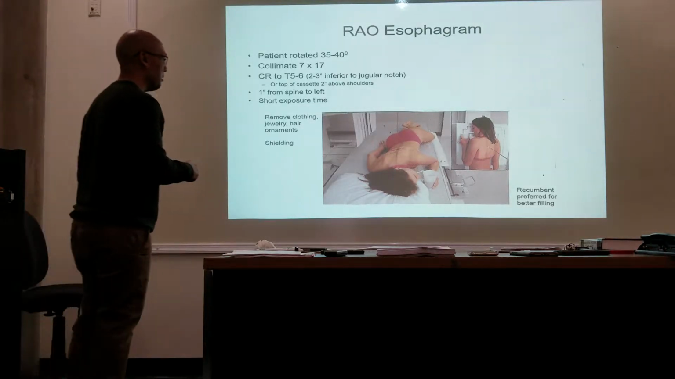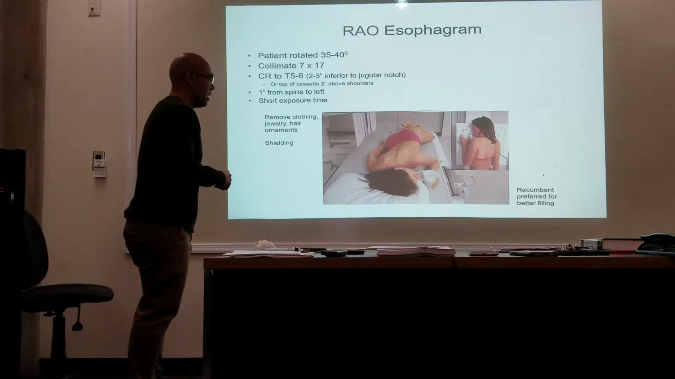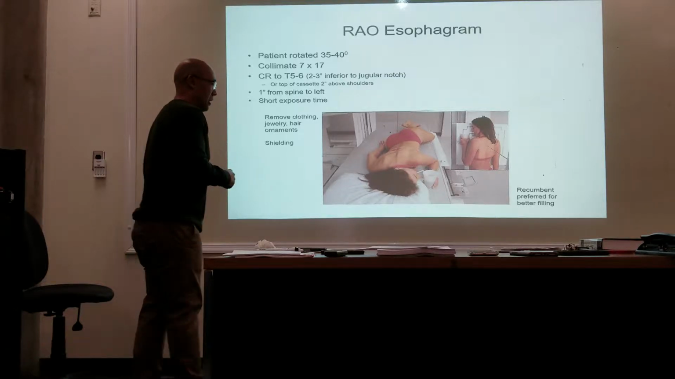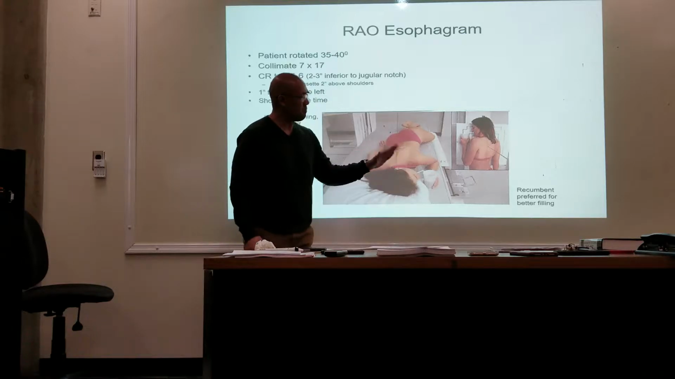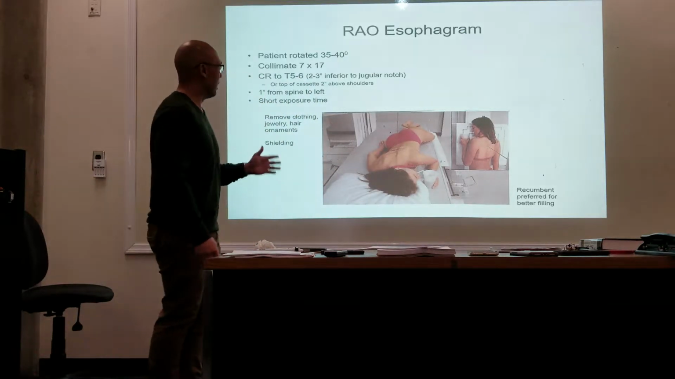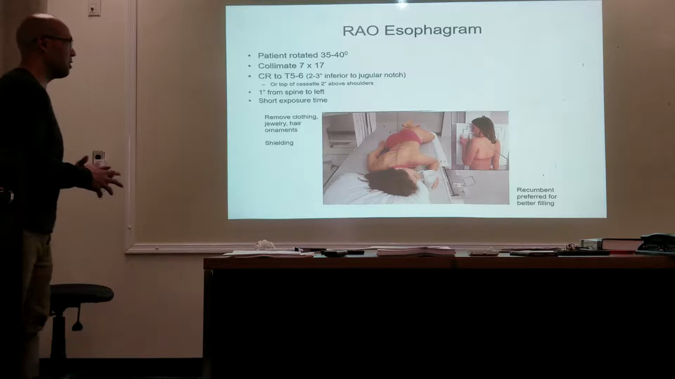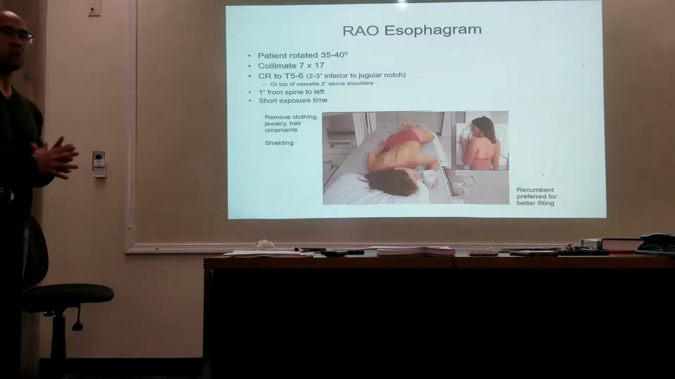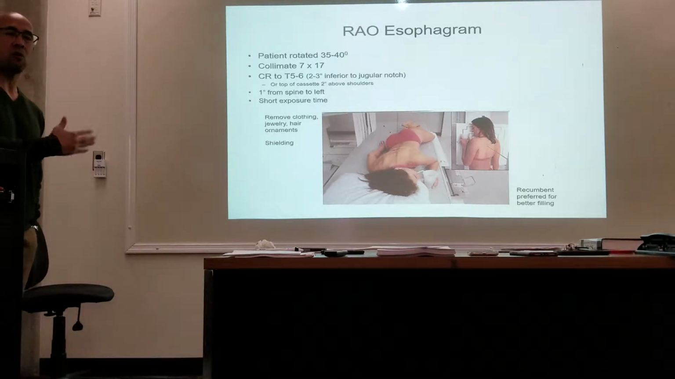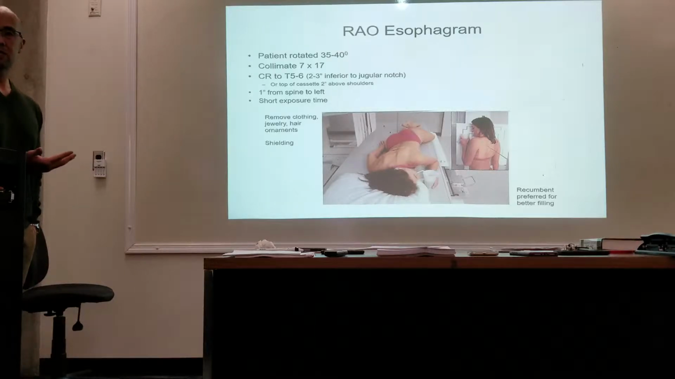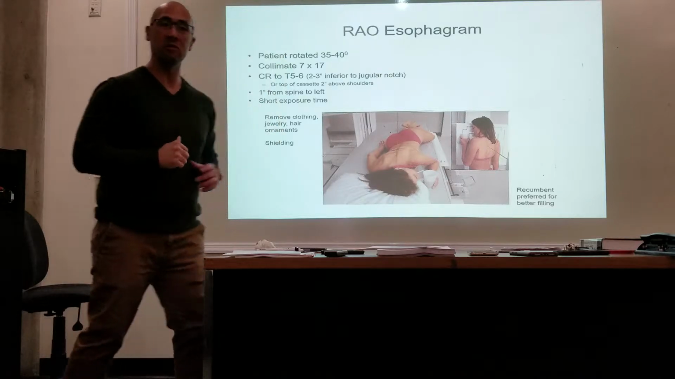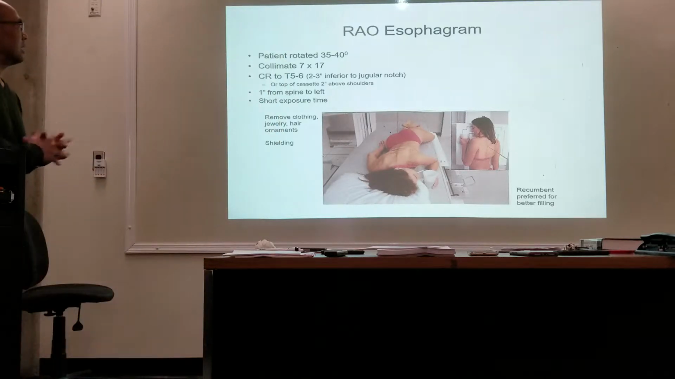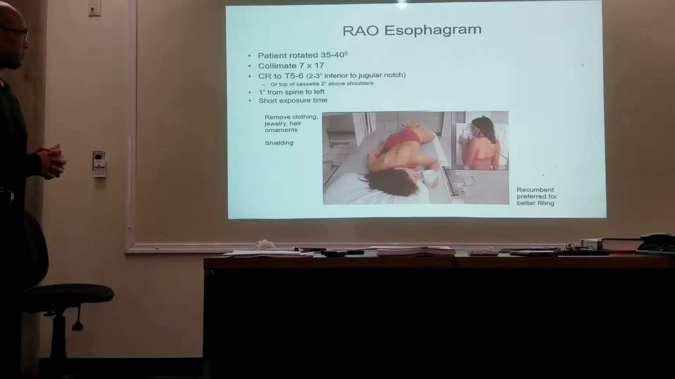So we'll place them in an RAO position like so. Cup's going to be held in their left hand. Right arm is going to be down by their side. Their left knee is going to be slightly bent for support to hold them up. So the rotation is anywhere between 35 to 40 degrees. And the whole purpose of that is trying to get the esophagus away from what? The spine. So your esophagus and your spine are superimposed. So if you rotate them, it removes superimposition. Okay? The patient's going to be rotated 35 to 40 degrees.